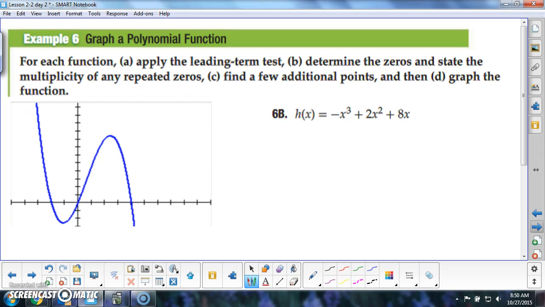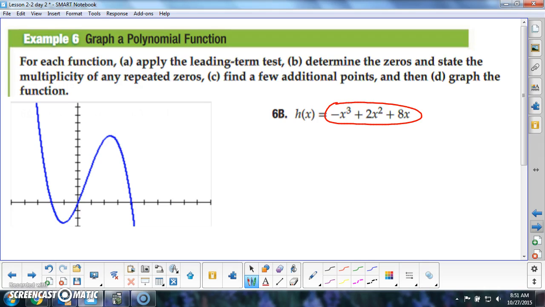Last example, same directions. Apply the leading term test. Take a look at this. This isn't in a factored form. So it's a third degree polynomial. Leading coefficient's negative, so it should be a disco guy Larry. And as you can see on the graph, it is.